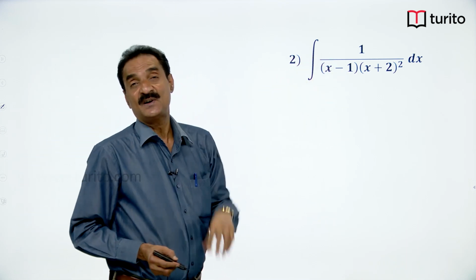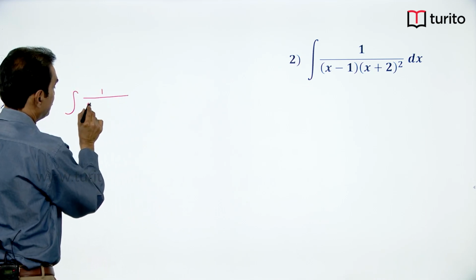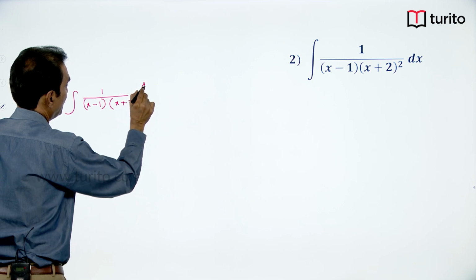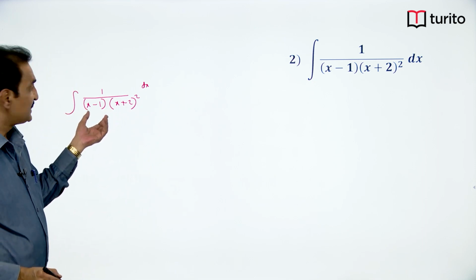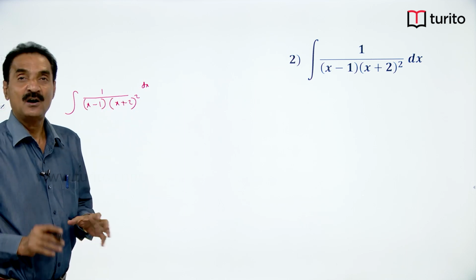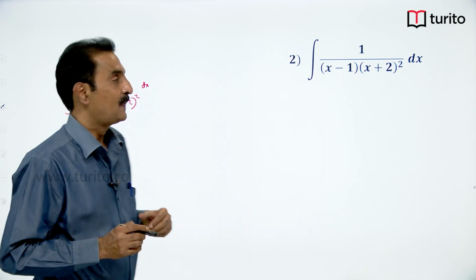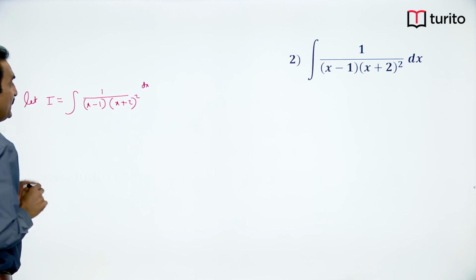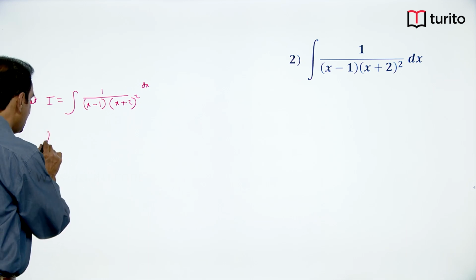Integral 1 by x minus 1 into x plus 2 whole square dx. In the previous class, we have discussed the method of integrating 1 by x minus alpha into x minus beta. Now, if whole square or whole cube kind of terms are there, then also we resolve into partial fractions. But what is the method? Let this integral be equal to I. First we write this integrand as a sum of partial fractions.